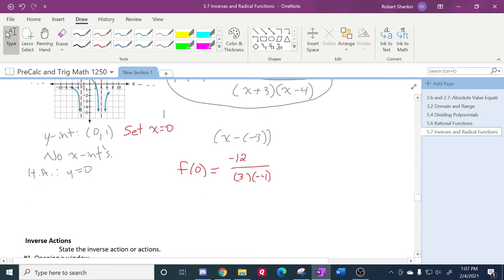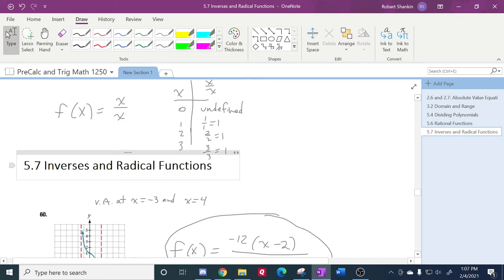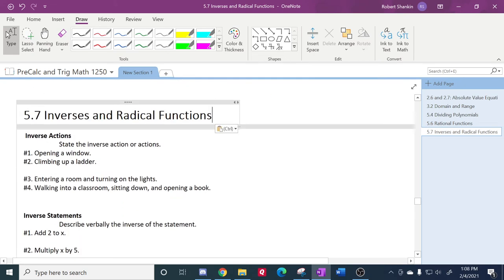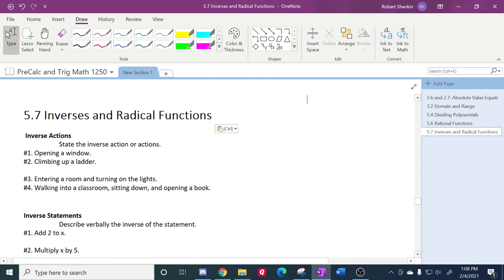Those are all excellent questions, and let's do this. Let's start on this new section, and then we'll take a break in just a little bit. The next section is called 5.7 Inverses and Radical Functions.